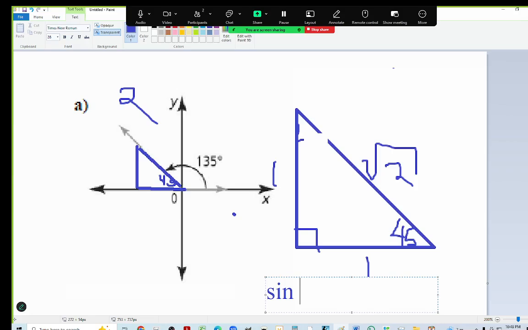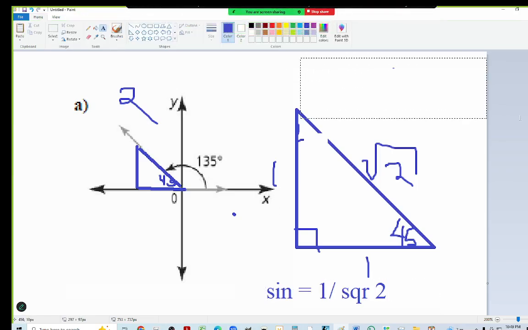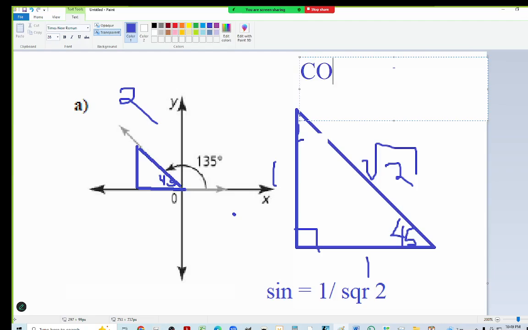Opposite over hypotenuse, right? 1 over square root 2. You got it. So we'll just put square root 2 for now. What's the cosine going to be? It is 1 over square root 2. Same thing. It's the only time where they'll share the same number. Finally, what's TOA? Opposite over adjacent. So 1 over just 1, which is just 1. There you go. You got it.